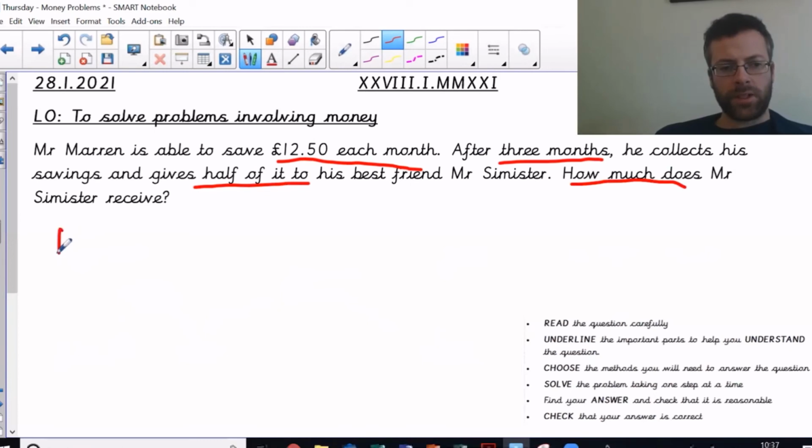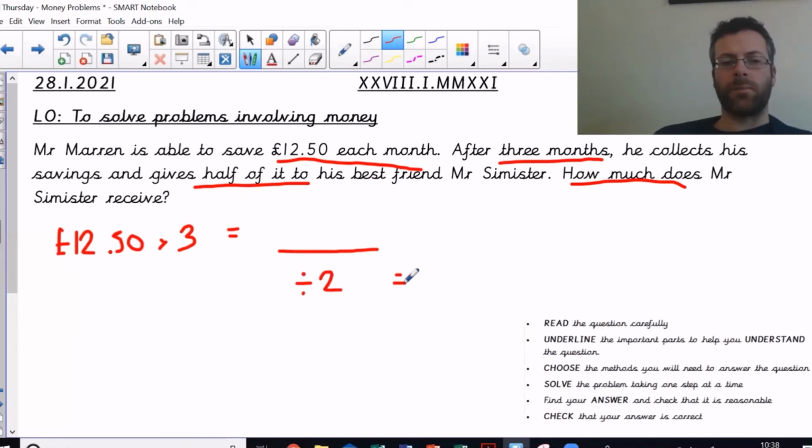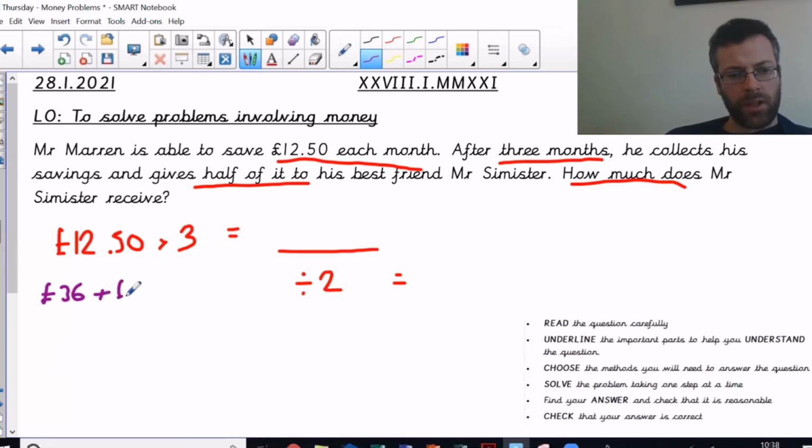Well, I need to do that £12.50 times 3, because it's 3 months. And then whatever that is, I need to then divide that by 2 to split it in half. And then that's going to give me my answer. Pretty confident with that. So £12.50 times 3. Well, £12 times 3 is going to be £36. 50p times 3 is going to be £1.50.